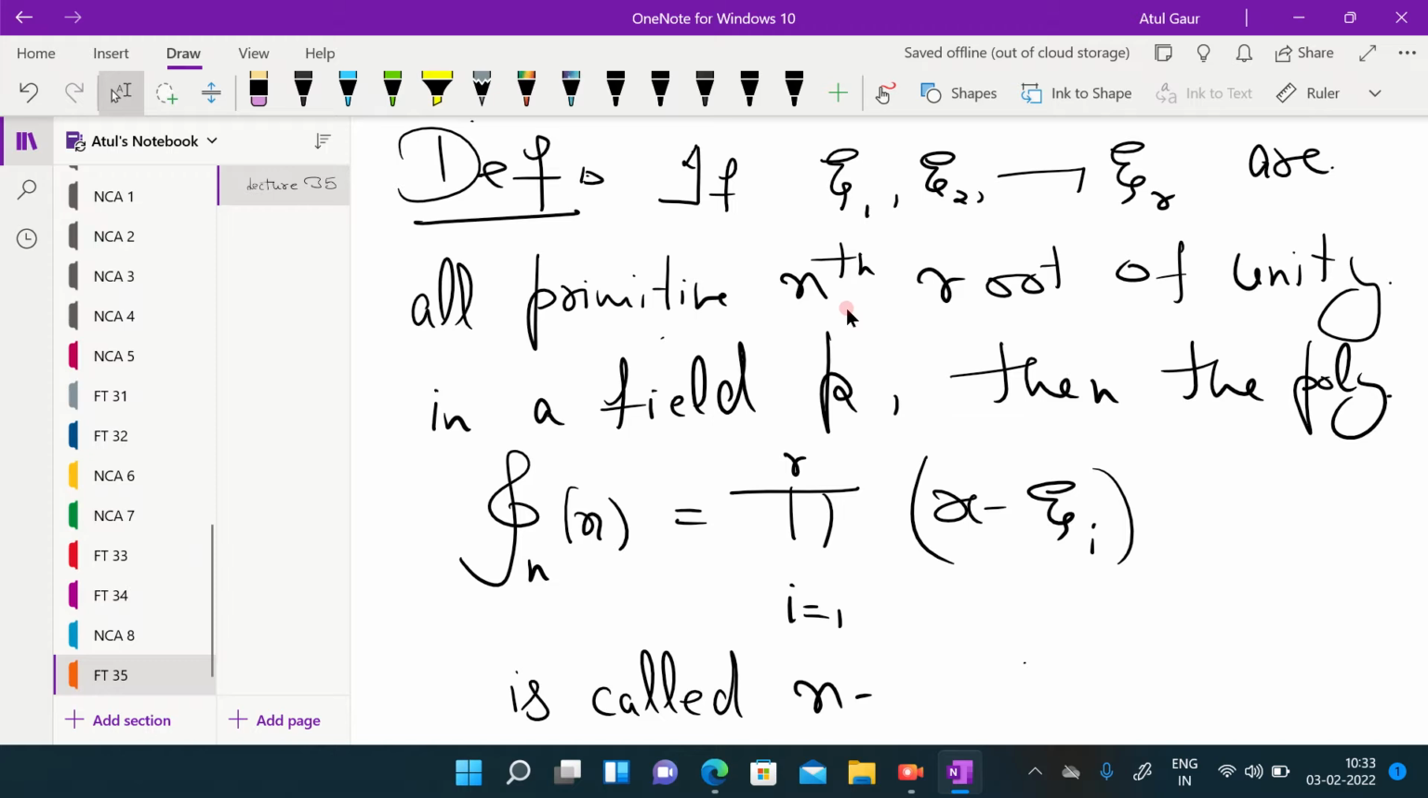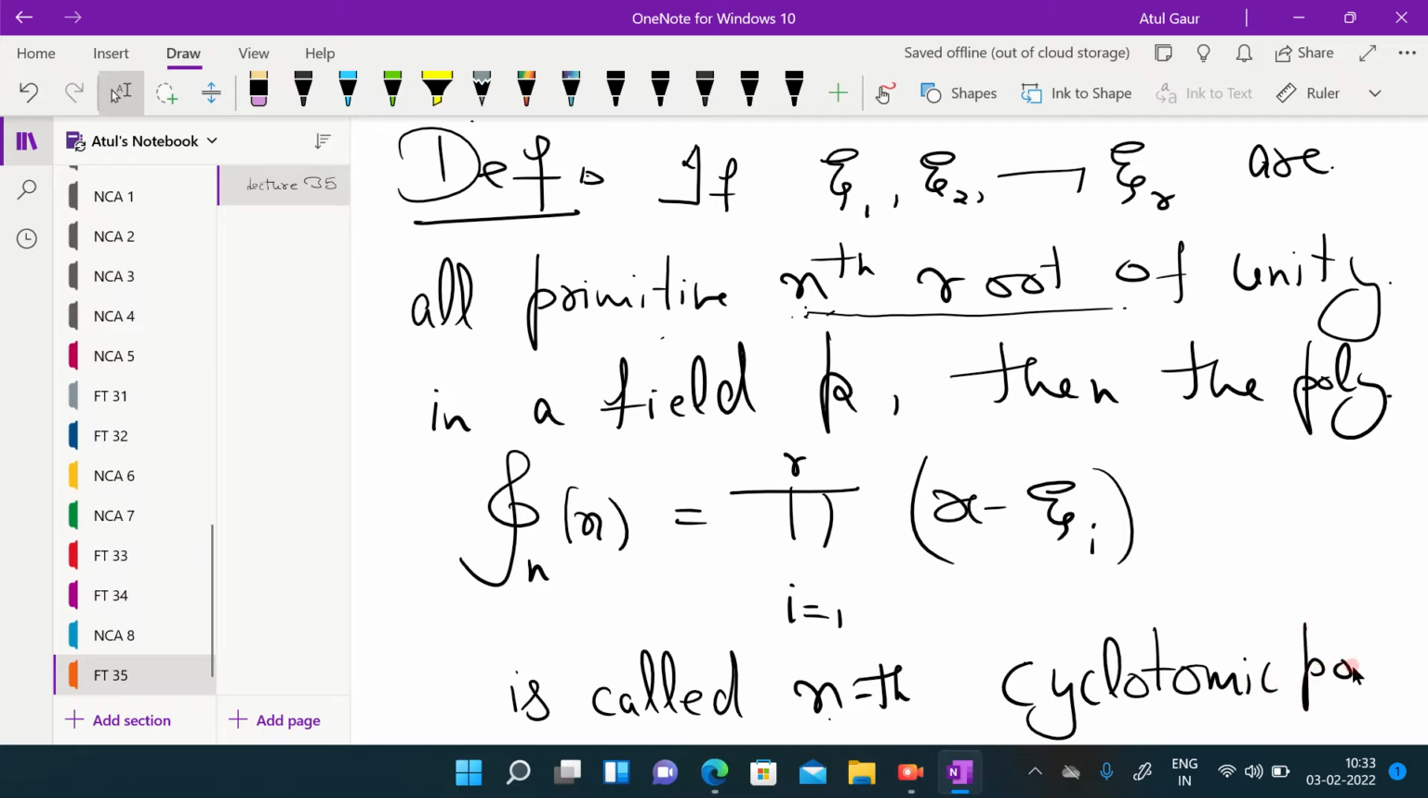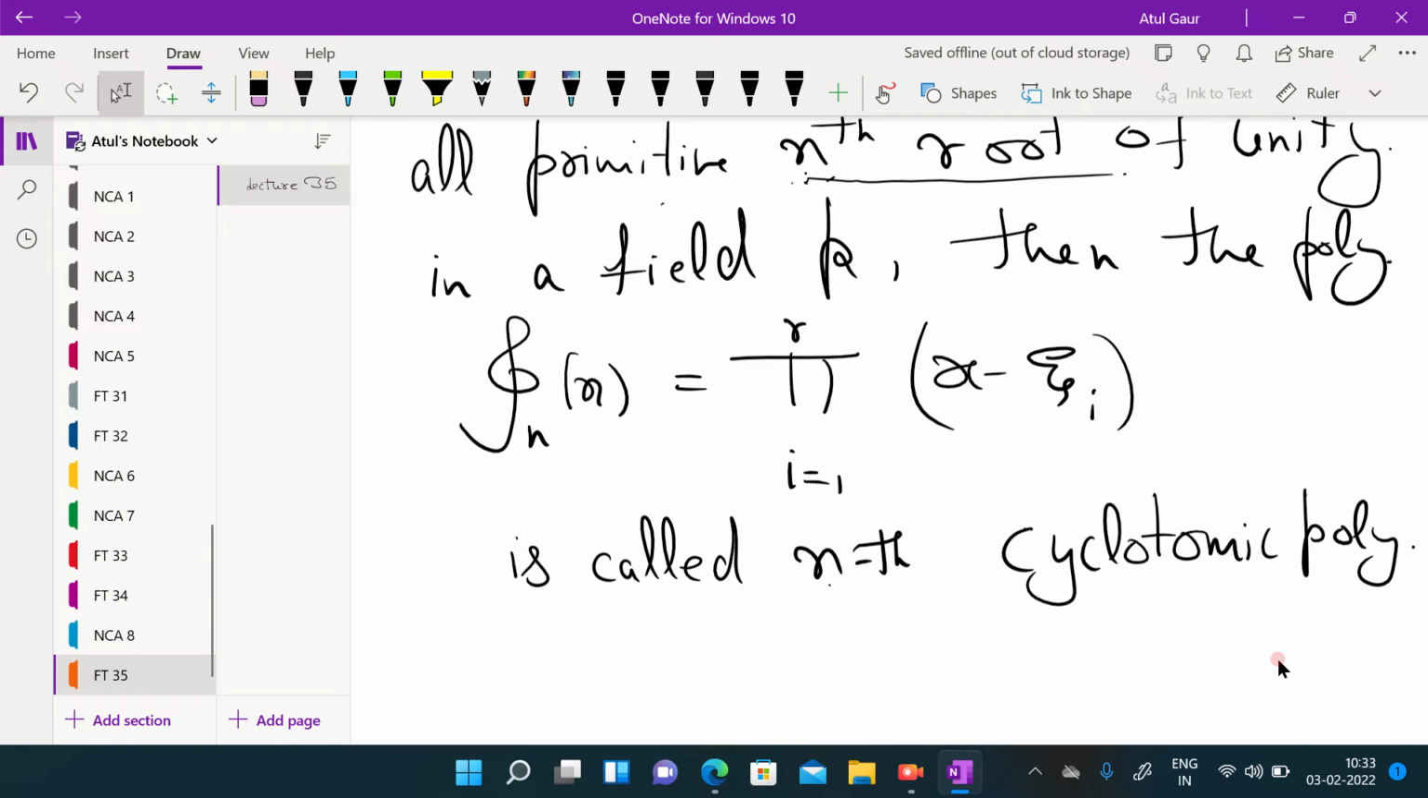So nth, because n is the degree. I mean, these roots are primitive nth roots of unity. So this n is this n, and both are the same. So it's called the primitive nth cyclotomic polynomial. Is that fine?